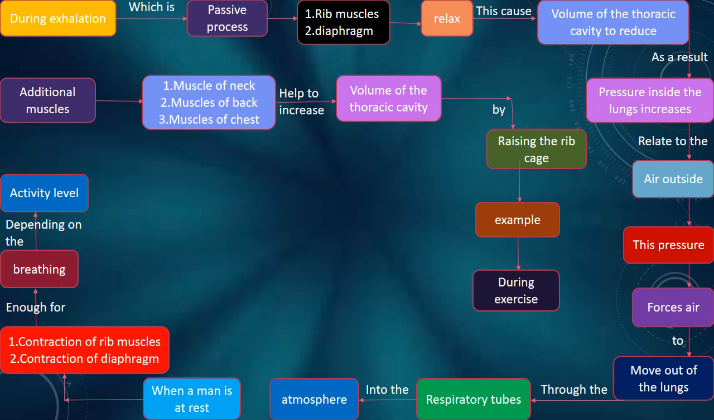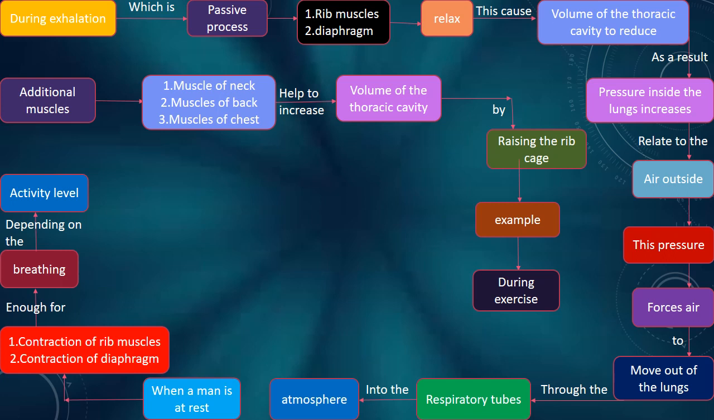During exhalation, which is a passive process, the rib muscles and diaphragm relax. This causes the volume of the thoracic cavity to reduce. As a result, pressure inside the lung increases relative to the air outside. This pressure forces air to move out of the lungs through the respiratory tube into the atmosphere.